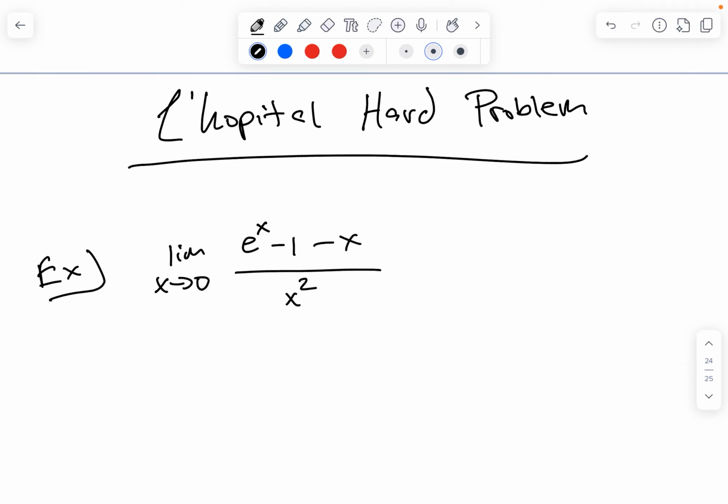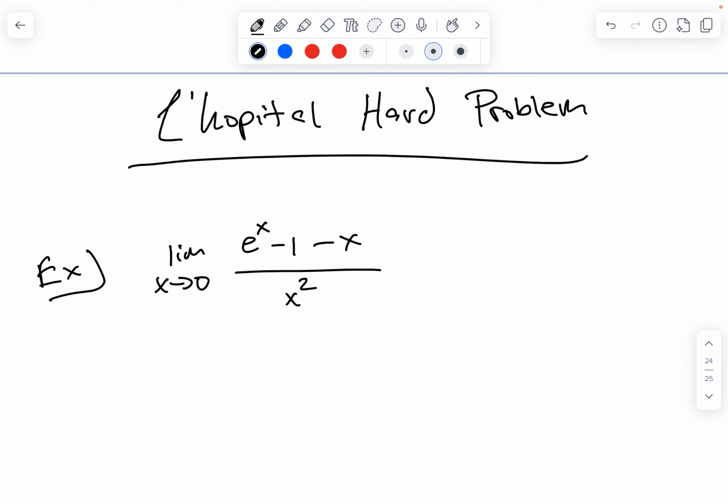Let's do a harder L'Hopital's problem. This one is nice because applying the rule once is not enough. Sometimes you have to apply it multiple times. This type of question will most likely be on the AP exam or your final for college, anything like that. So let's get right into it.